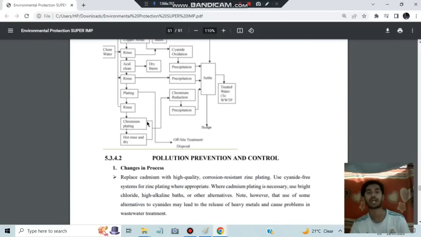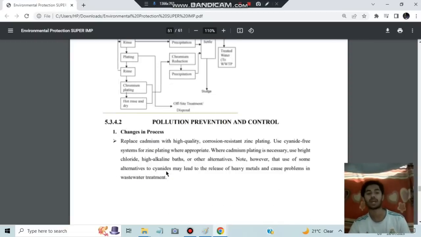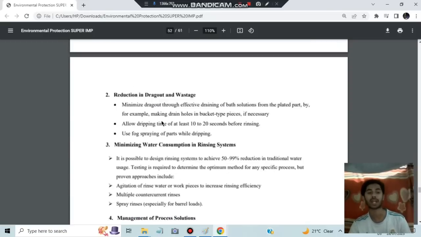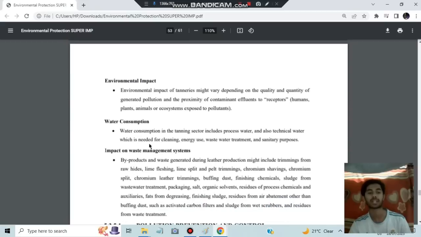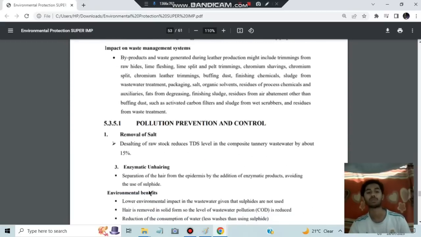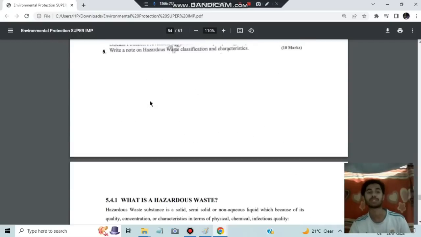So these are very big diagrams. Don't try to memorize all these diagrams. Just get to know what is happening here, what are the few important key point steps, and what are the things I have highlighted. It's highlighted in the bullet points and the bold. So you just have to remember those things, and basically write the answer script. Tanning industry: what happens in the tanning industry, what are its impacts, how can you make it better, prevent and control the pollution, what are the steps you can take. All these things are given here. Go through it, it should be sufficient for you.